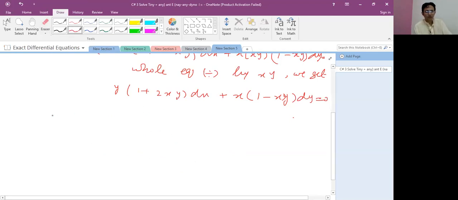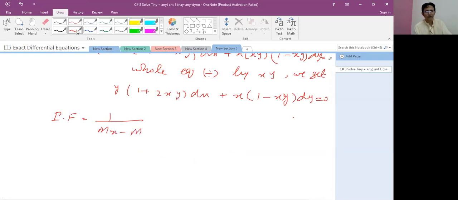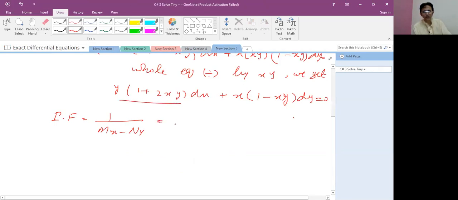First one, the integrating factor is equal to 1 upon Mx minus Ny. So this value is called M of x. So 1 upon xy, xy is the integrating factor, into 1 plus 2xy minus xy into 1 minus xy, right?